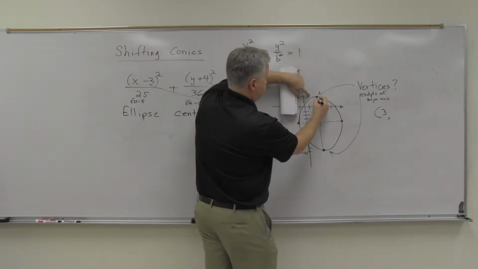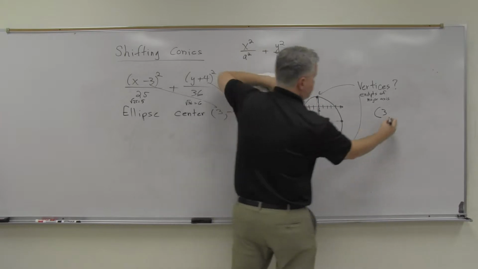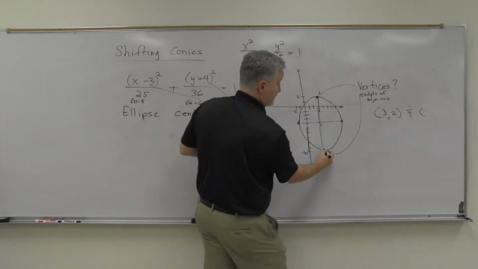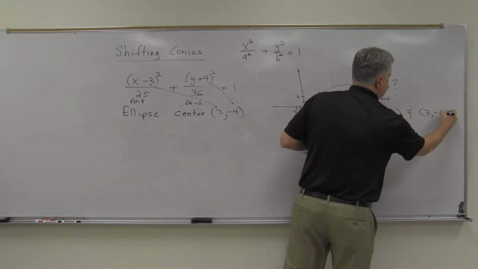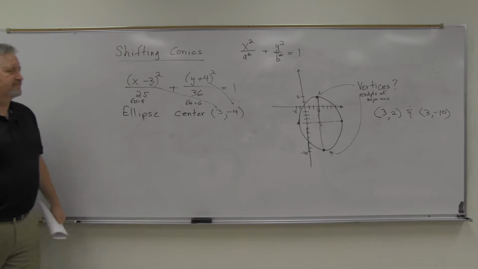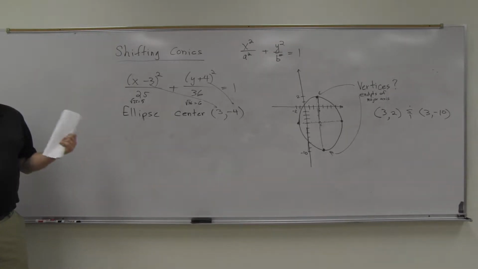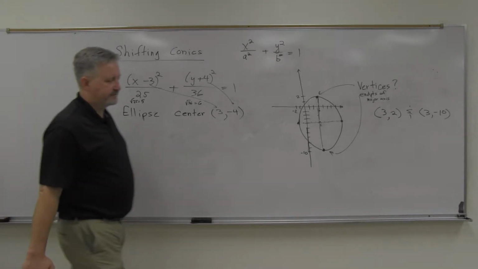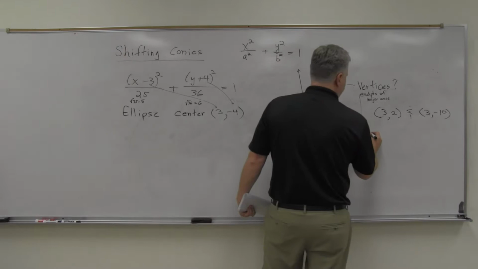But let's start with this one. So that point is 3, 2. And then the point down here, 3, -10. The other two, they're not given a special name. They're just endpoints of the minor axis, the shorter axis. But the other feature is the foci.